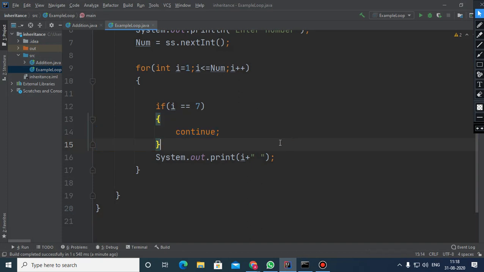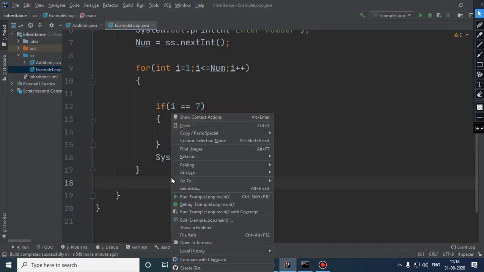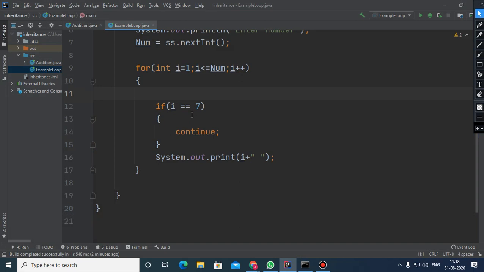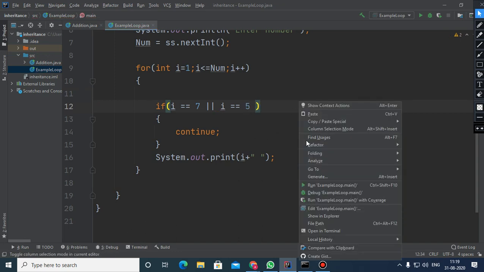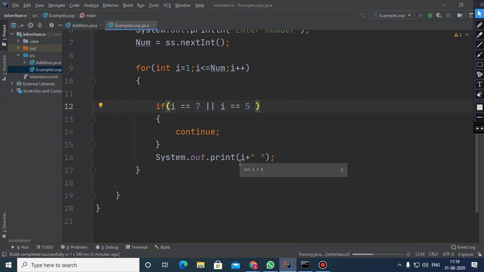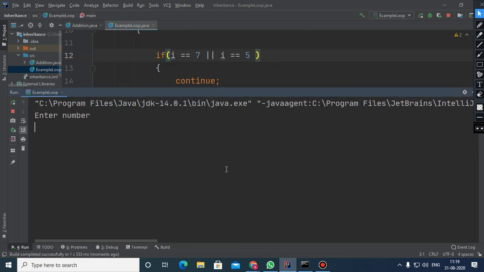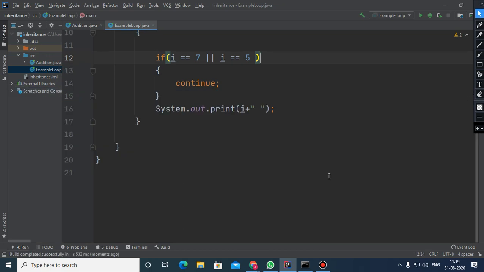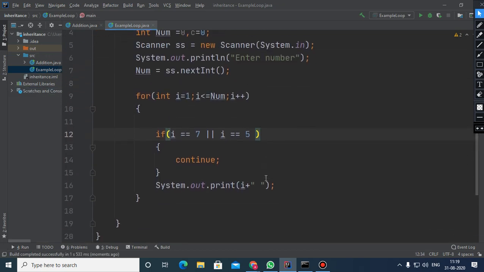Okay. Now children, one more thing: if I am writing here I is equal to 5, see what happens. Two values will not get printed. One is 5 and the other is 7. The 5 has not got printed and the other value 7 has not got printed. I hope it's clear.